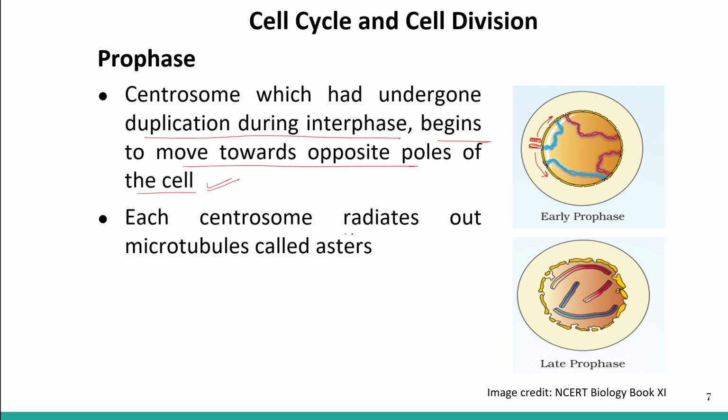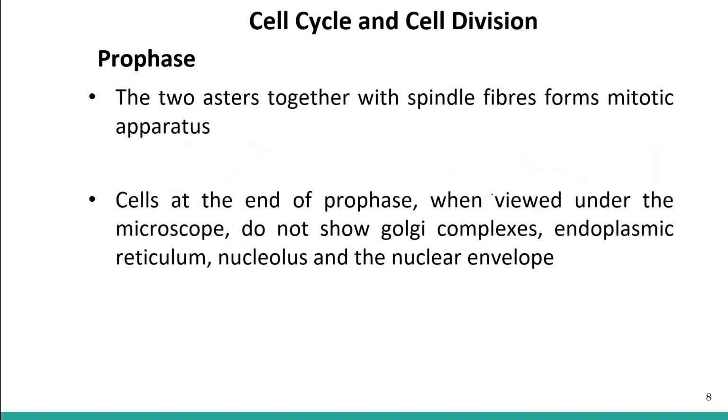Each centrosome radiates out microtubules called the aster. So we can see different microtubules around the centrosome. That is called an aster. The two asters together with the spindle fibers form the mitotic apparatus. So the mitotic apparatus forms in the prophase stage only.